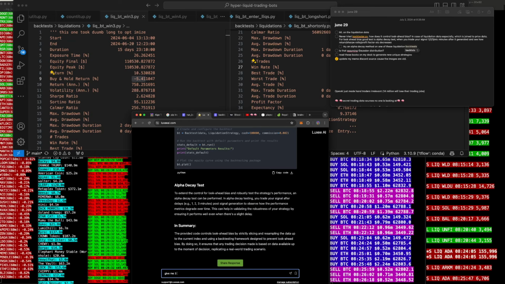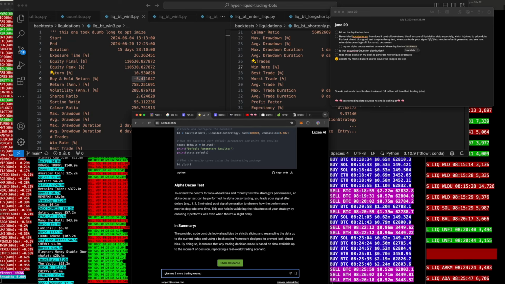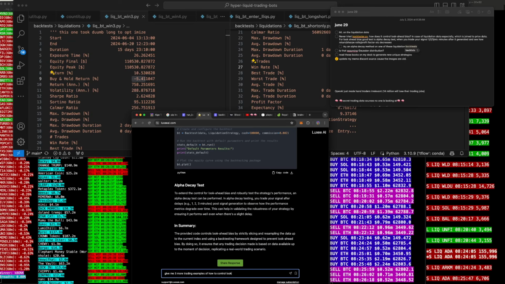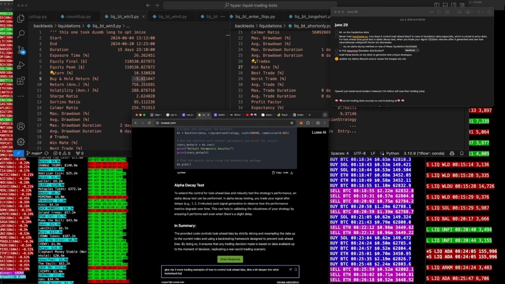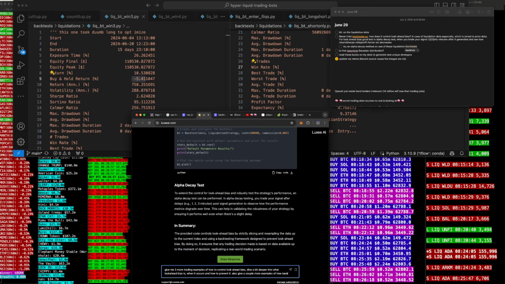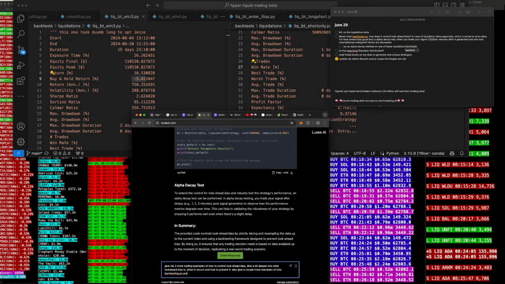Give me three more trading examples of how to control look-ahead bias. Dive a bit deeper into what look-ahead bias is, when it occurs, and how to prevent it. Also, give a couple more examples of how backtesting.py prevents it.